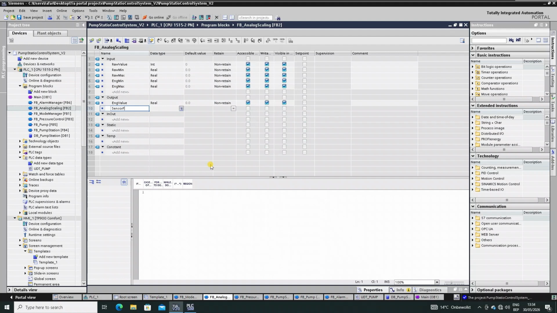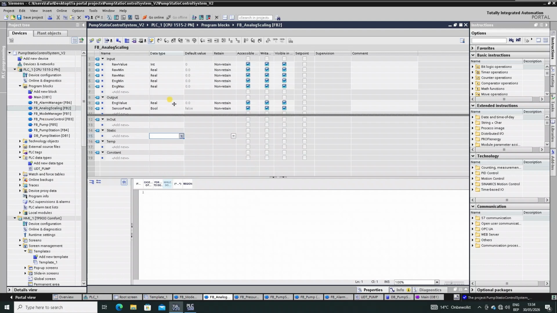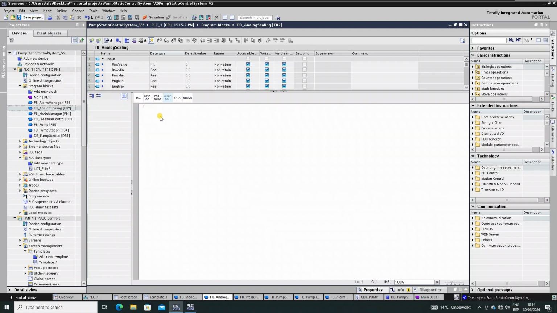The second output is sensor fault. This output becomes true when the raw value is outside the expected range, or when the scaling limits are not valid. This is important because if the sensor cable is broken, the signal is missing, or the analog value is outside the valid range, we need to detect that condition and generate an alarm.